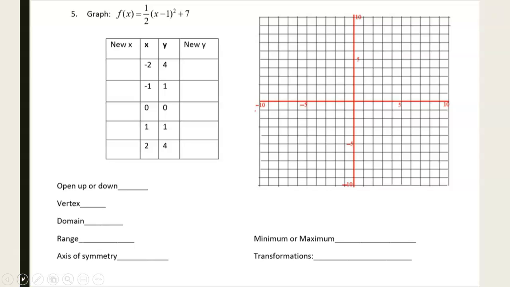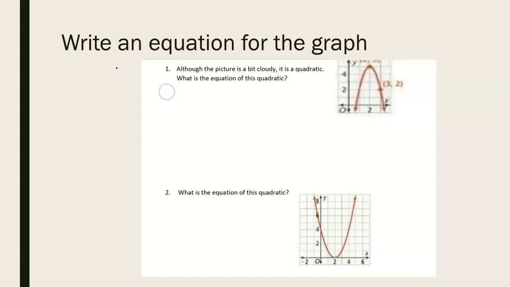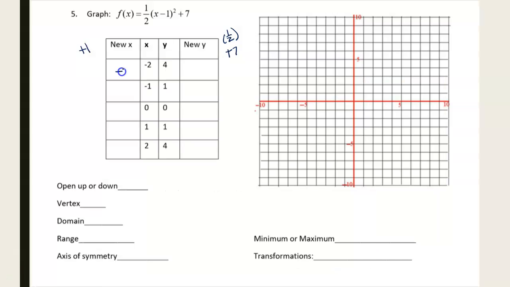Number 5. Again, we have everything going on here. So we have an A of multiplying by a half and adding 7. And then we're going to add 1 to our inputs. So if you add 1 to negative 2, you get negative 1. If you add 1 to 1, we're at 0. And let's just keep following that pattern all the way down.